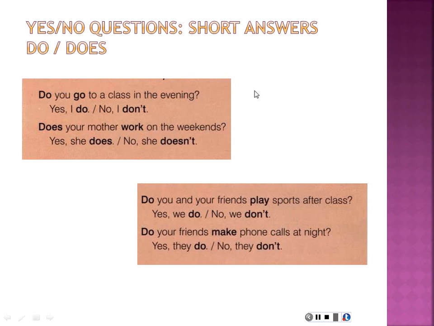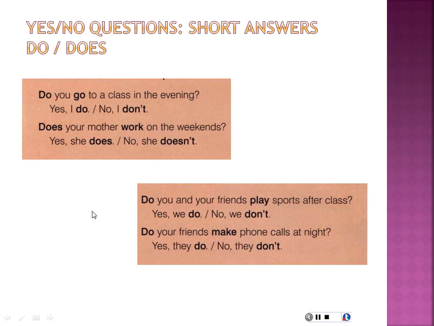In the second group of examples, we have: do you and your friends play sports after class? So it starts with do, and we are talking about you and your friends. When I ask you about you and your friends, you should answer we. So yes, we do. Or no, we don't. Okay, so again we have contraction here.